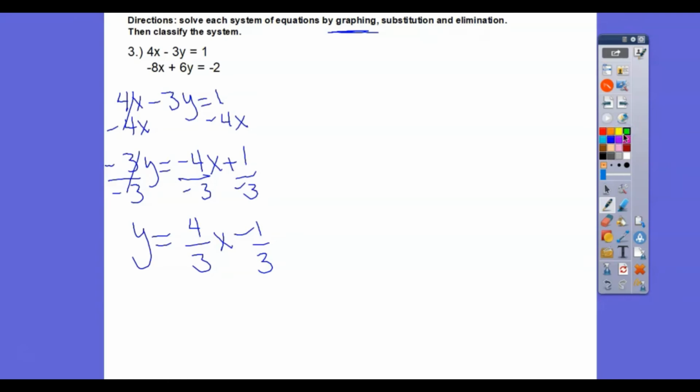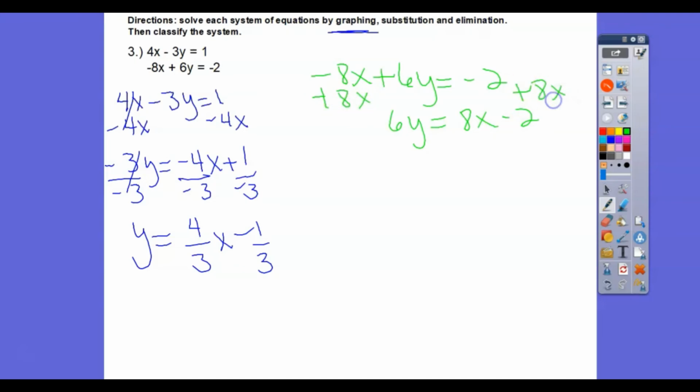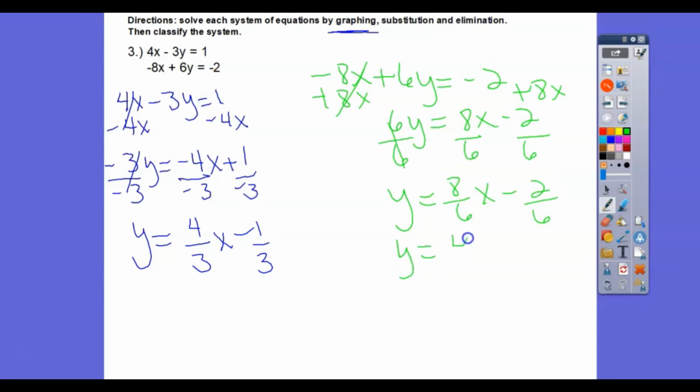The next equation says negative 8x plus 6y is equal to negative 2. I'm going to go ahead and get the y by itself by adding 8x to both sides. So I did plus 8x, plus 8x, and that cancels. So 6y equals 8x minus 2, divide by 6, divide by 6, divide by 6. I get y equals 8 over 6 x minus 2 over 6. These fractions can be reduced. y equals 4/3 x minus 1/3.